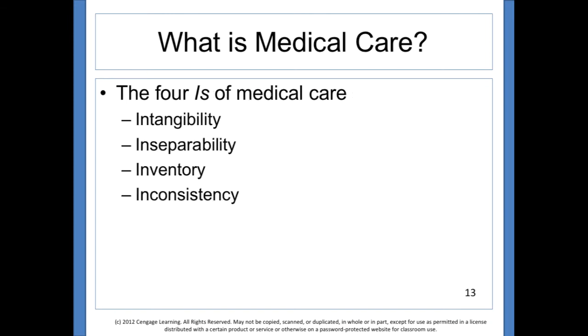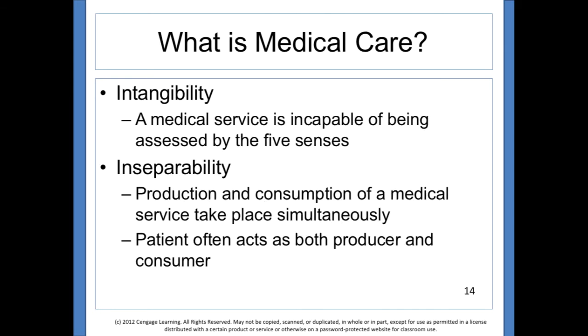In health economics, we say that there are four I's of medical care that make them difficult to quantify and measure. These four I's are intangibility, inseparability, inventory, and inconsistency. We go over these four I's one by one, starting with intangibility. That's the first characteristic.